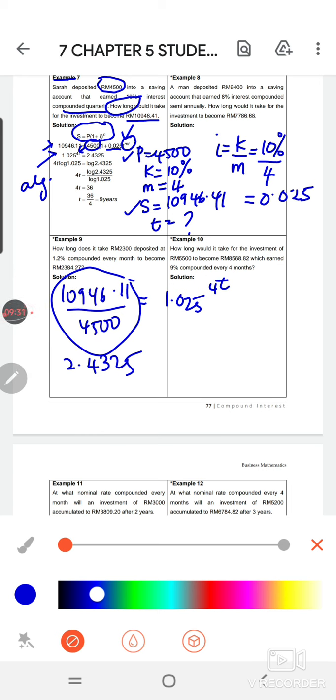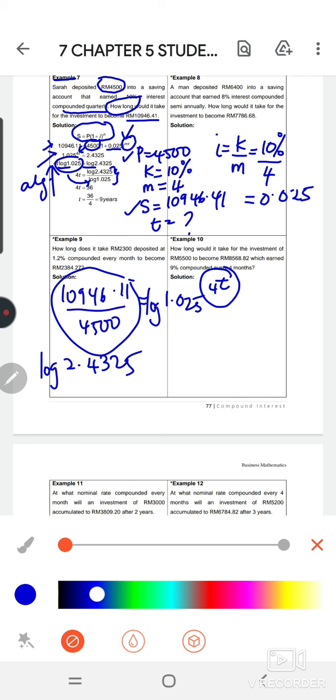Okay, then next. Bila kita nak turunkan 4T dekat atas ni, so it means that you need to put log kiri dengan kanan. So baru kita boleh turunkan. Dia akan jadi macam ni sebenarnya, log 2.4325 sama dengan log 1.025^4T. So yang ni lah dia akan jadi, 4T log 1.025 sama dengan log 2.4325. And then yang log sebelah kiri ni bawa ke sebelah kanan. And then yang ni just tinggal 4T.